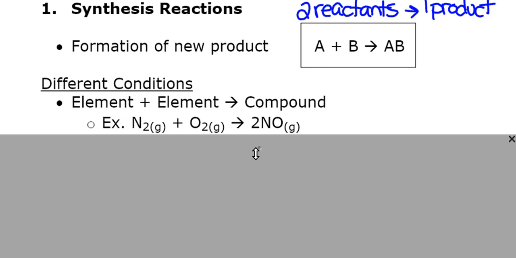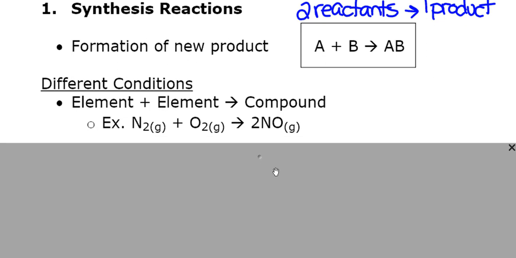So we'll start off with the simplest one. What if you want to make a very simple binary compound? That will be composed of two elements in their natural states. So as an example, to give you an idea, let's say we took some nitrogen gas and some oxygen gas, and they react and they give you a nitrogen oxide. This is nitrogen monoxide that's produced.